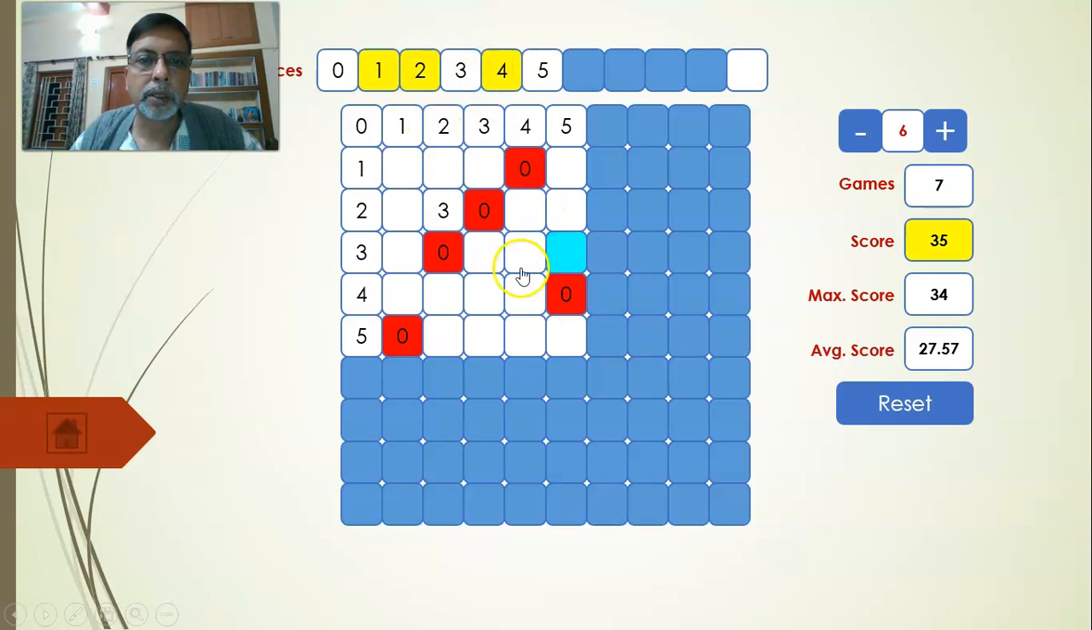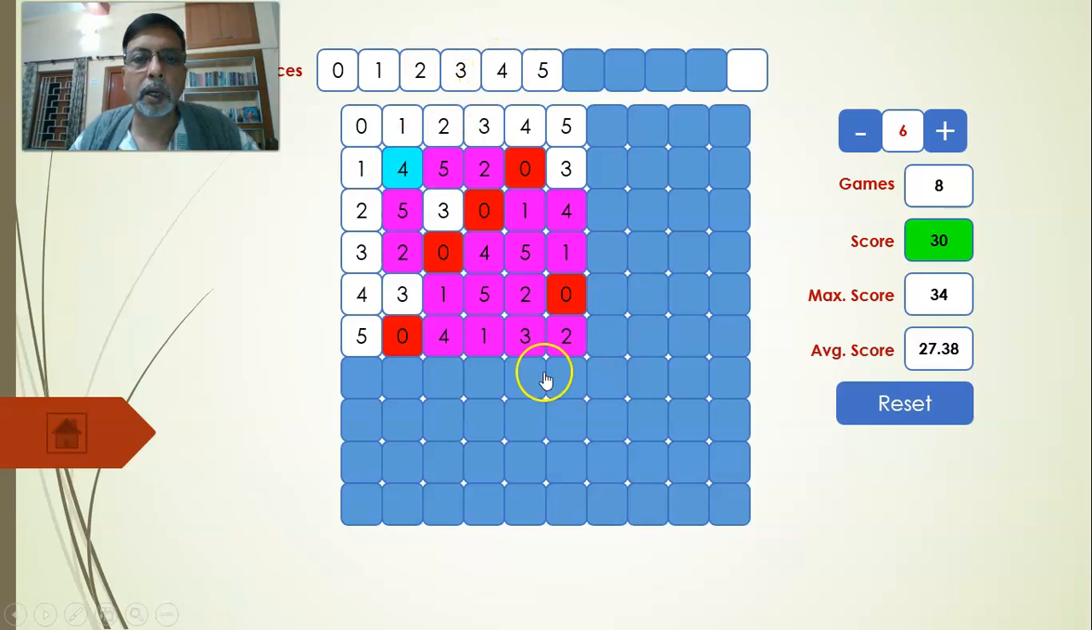Let me try to place 3, as many 3s as possible. Then try to put 4. So the square is complete now. My score is 30. Maximum score was 34. Average is 27.38.